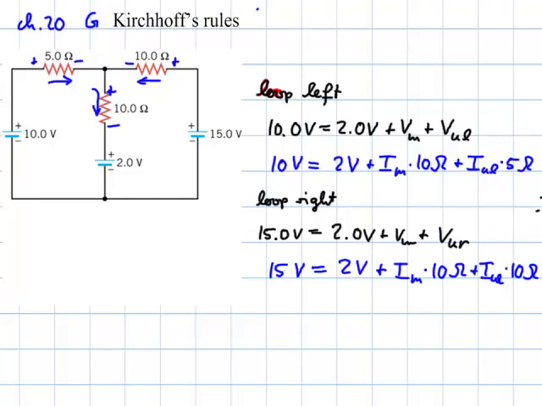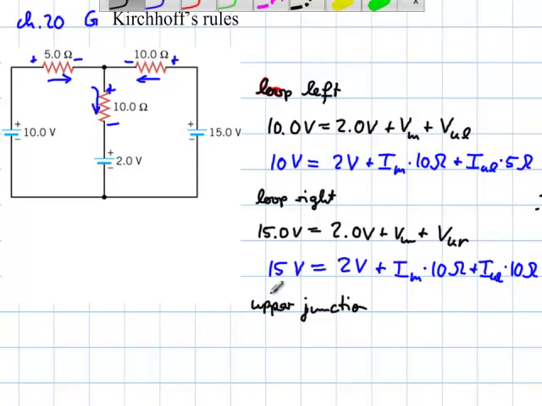So we have to use one of the junctions, and again, the upper junction makes a lot more sense. Upper or top junction. So the current flows in here and it flows in here, and then it gets together and flows through here.